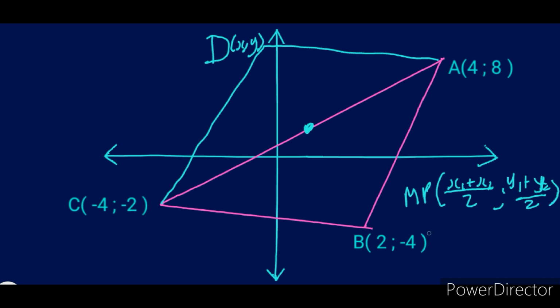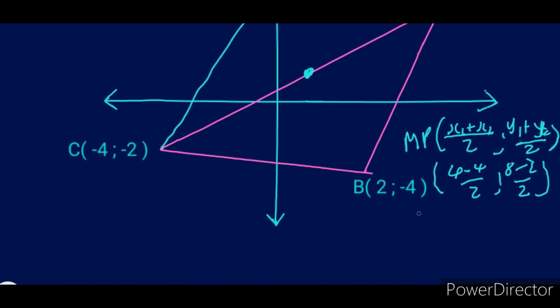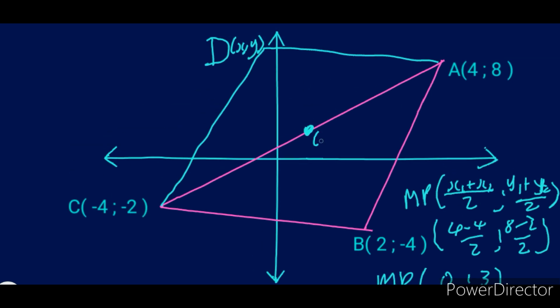From here, it's going to be the first x value plus the second x value. So we're going to have 4 minus 4 divided by 2. And then we're going to have this y value plus this y value, so 8 plus negative 2, which is the same as 8 minus 2. This gives us 4 minus 4 is 0, divided by 2 is still 0. And then 8 minus 2 is 6, divided by 2 is 3. So we have found the midpoint. The midpoint is (0, 3).